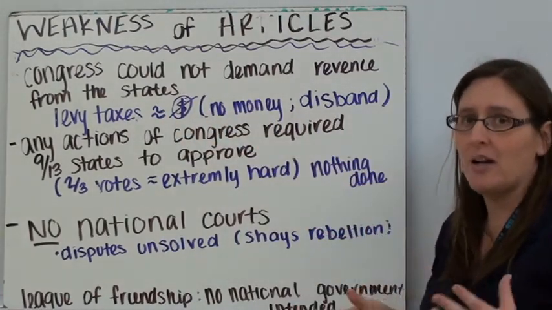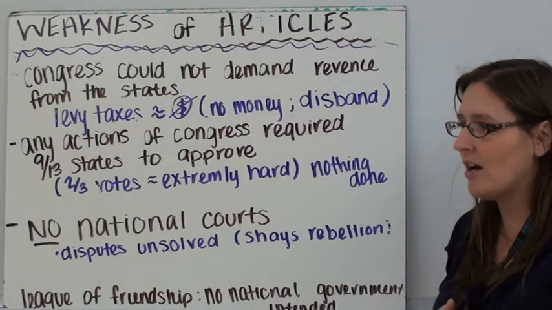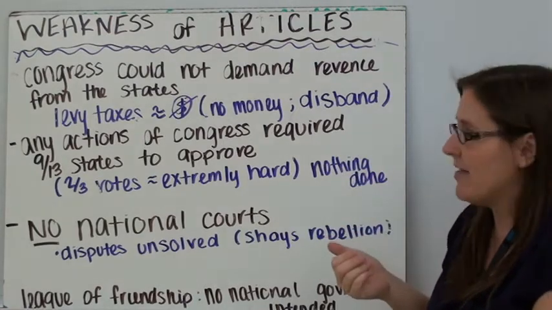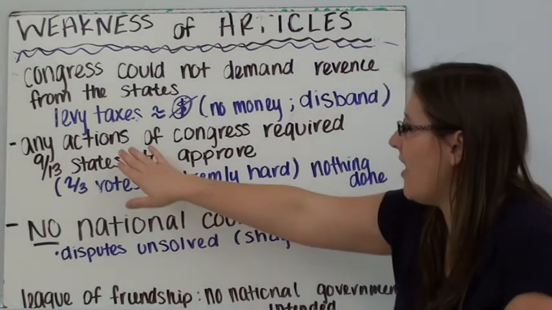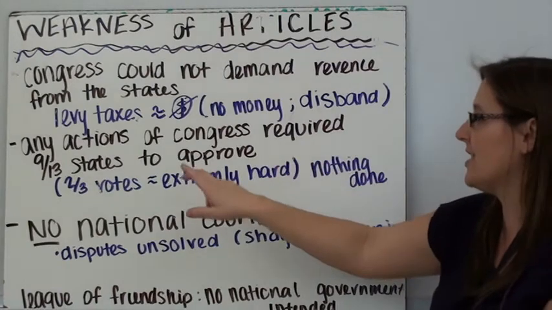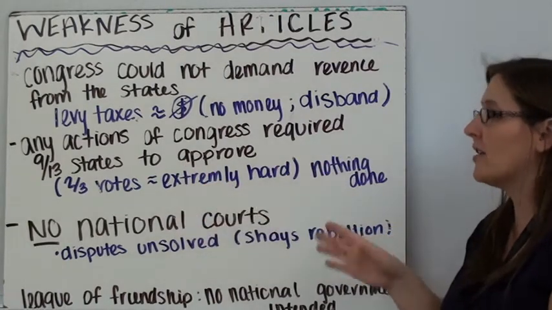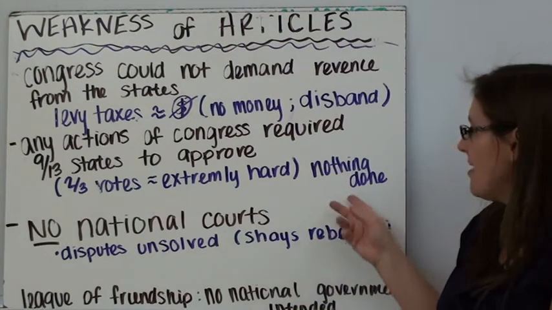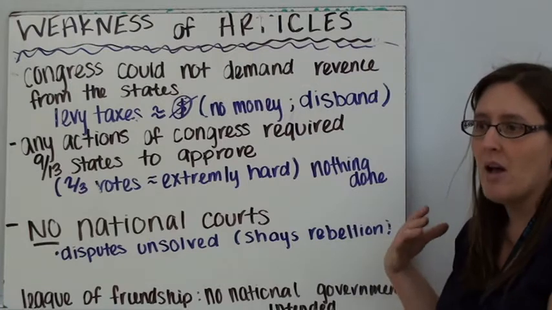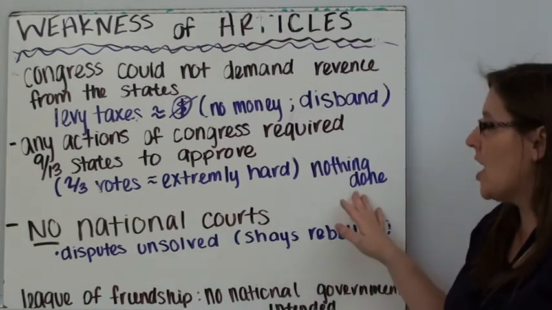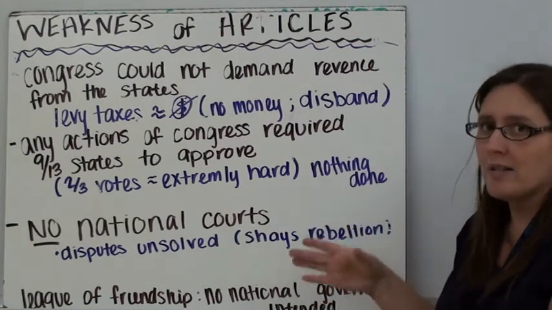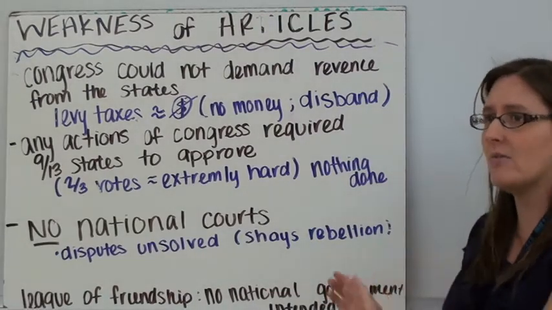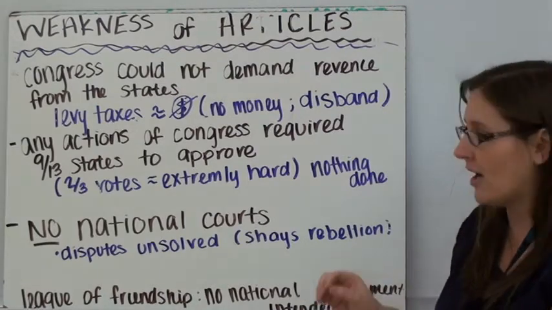And the one thing that they needed money for was the army, the Confederate Army. And so eventually the army just had to disband because it couldn't pay them. Then we have any actions of Congress required 9 of 13 states to approve, meaning you needed a 2/3 vote or approval rate to get something done. And it basically meant that nothing was done. There were some bills passed about the Western lands, but other than that, they couldn't agree to pass much of anything, which was the intention of the people who wrote the articles, because they didn't want the federal government to be able to do much of anything anyhow.